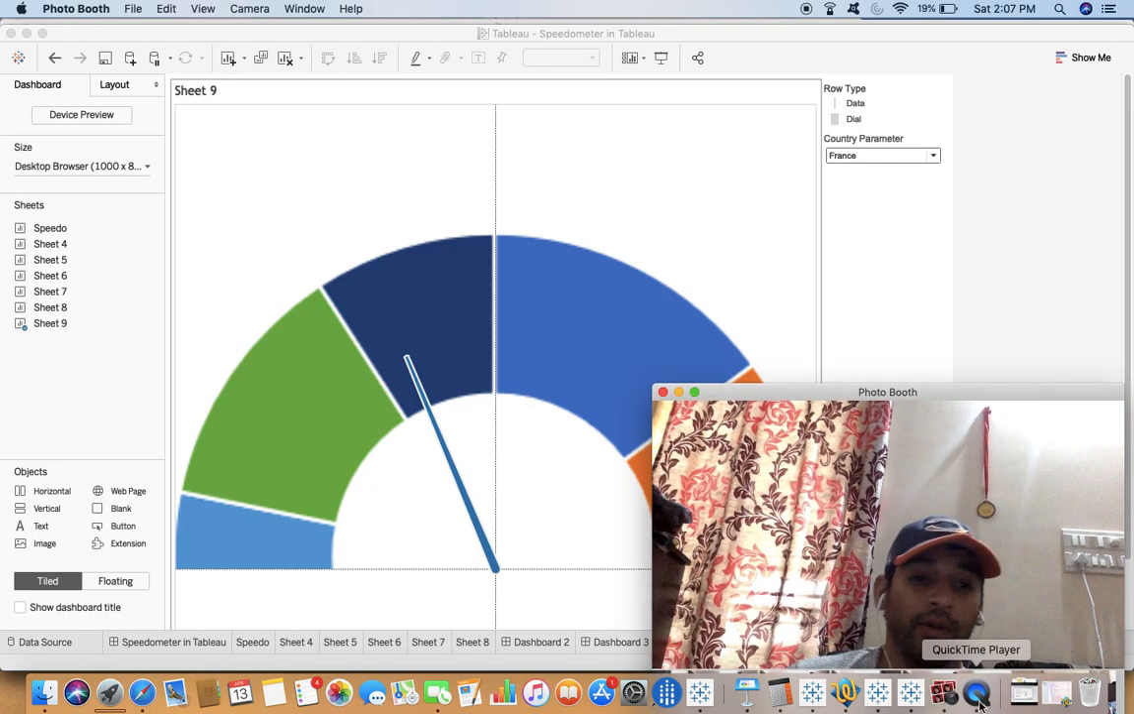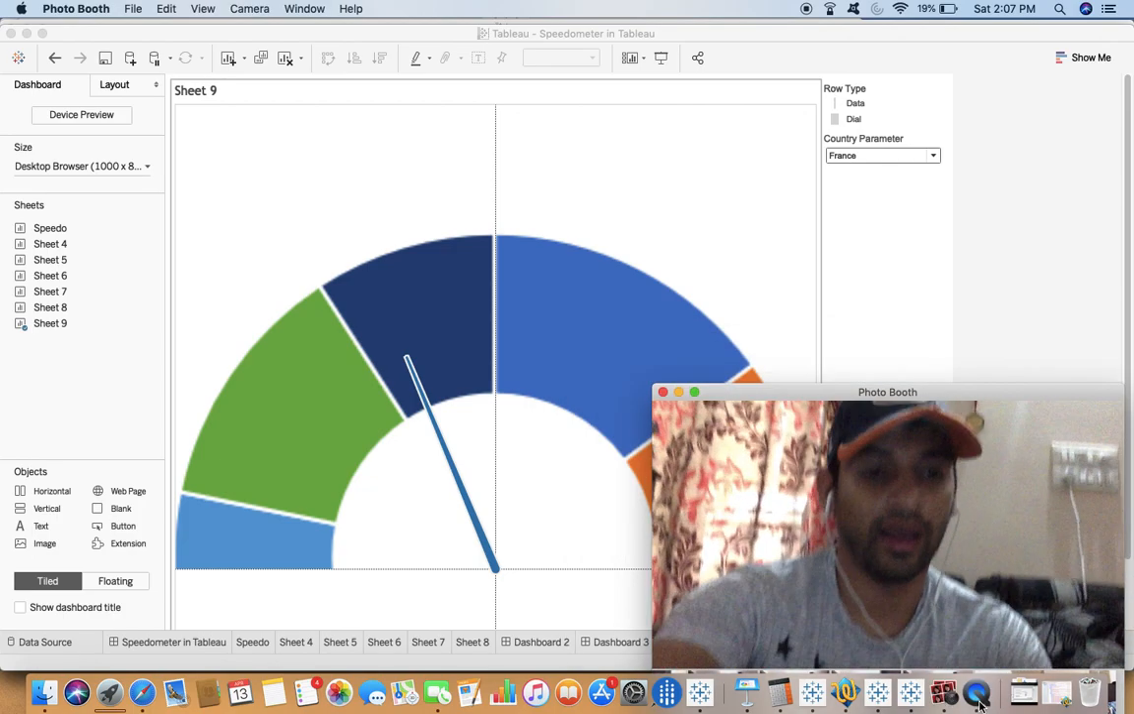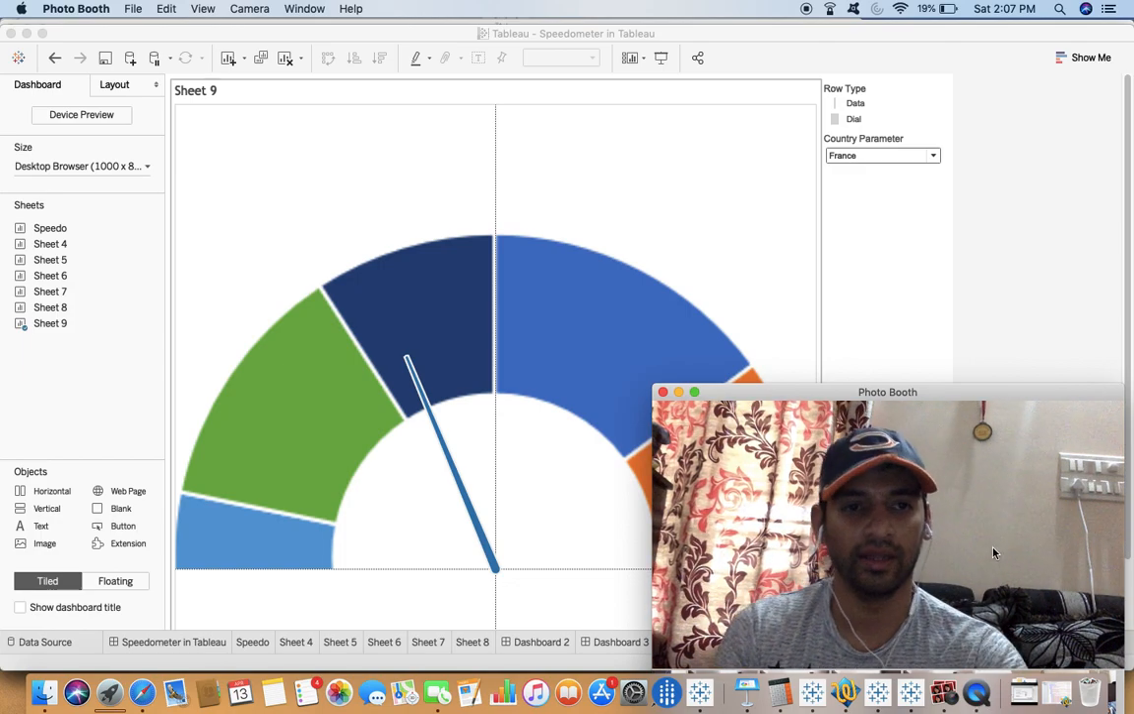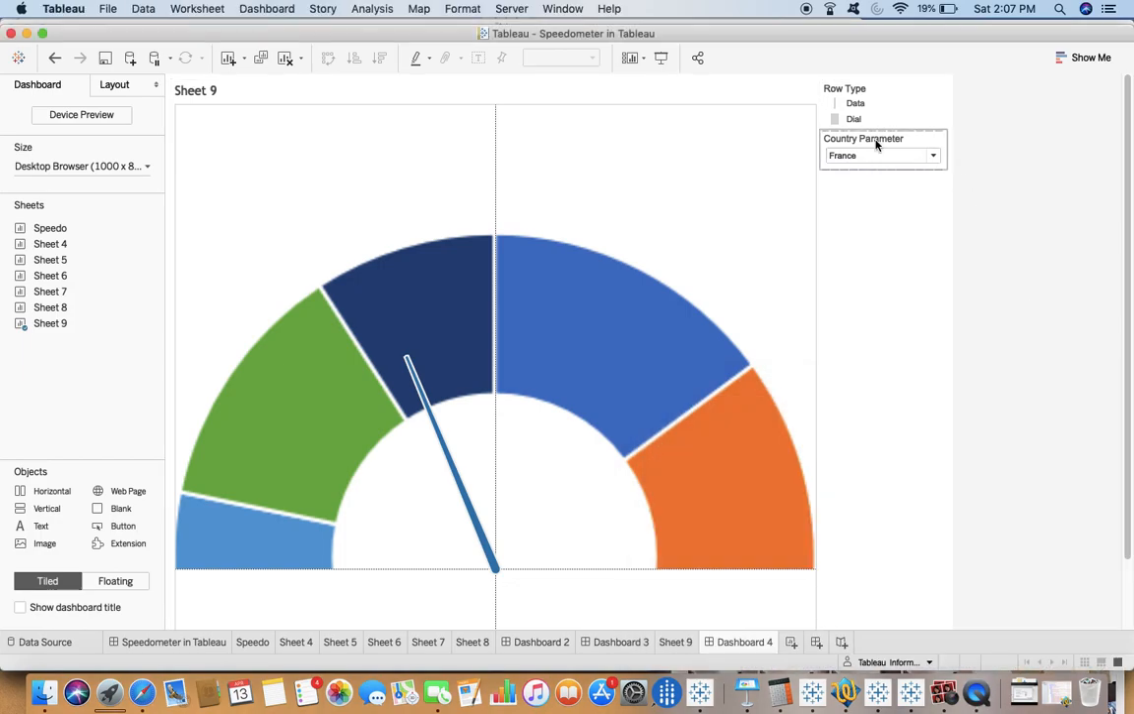Hello everyone to tableinfo.com, and today we have an interesting topic. As you can see in the background itself, we are going to make a speedometer chart today.